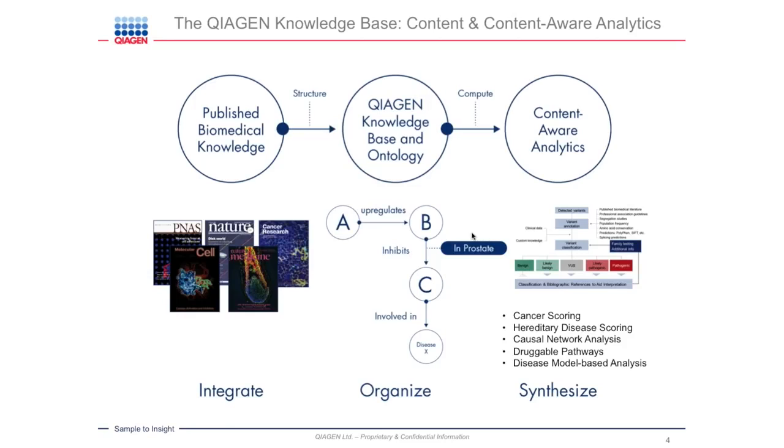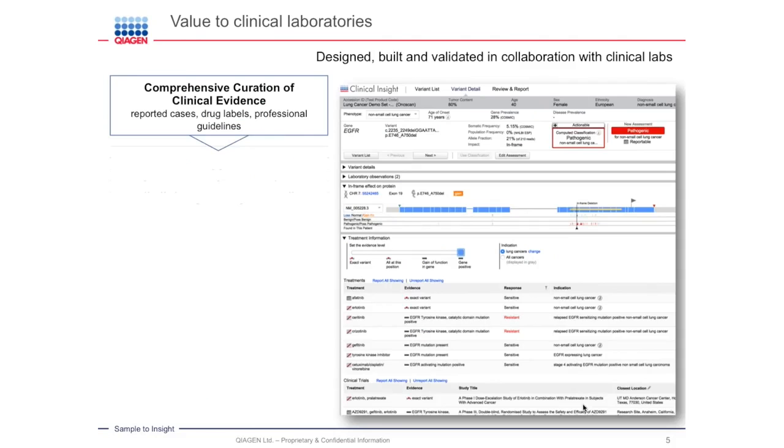Using that content and that ontology structure, we are developing and leveraging different algorithms to interrogate that content and allow you to make the best decisions, such as cancer scoring, which is what we will discuss a lot today, or hereditary disease scoring, or causal network analysis. So in a nutshell, the QIAGEN knowledge base and content-aware analytics are integrating, organizing, and synthesizing the information.